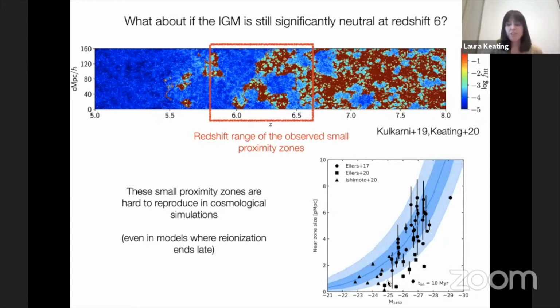So they are very hard to reproduce in cosmological simulations, which has already been shown by other groups. But I think crucially here, even in models where reionization ends late.